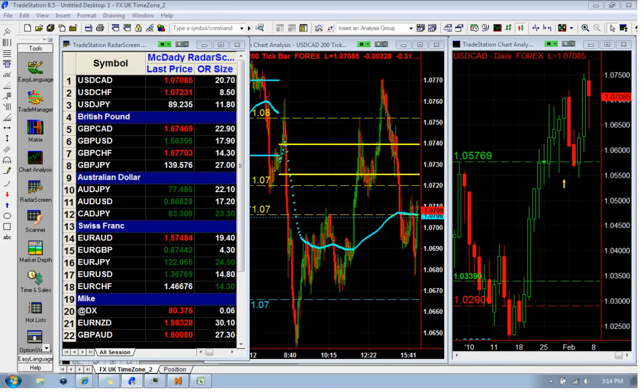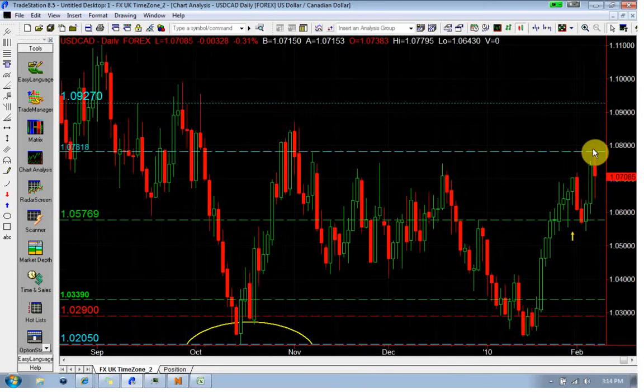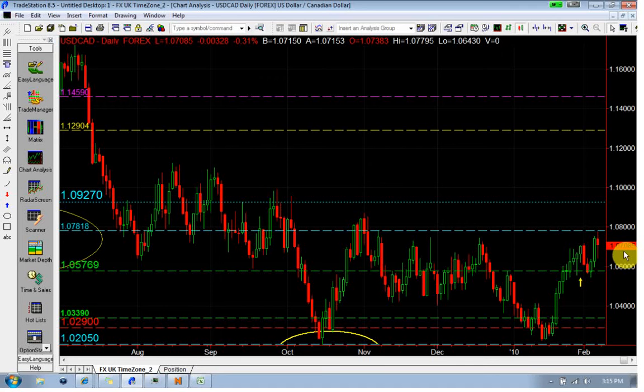As I said, this is the dollar CAD, and on Thursday we had quite a big range day. That was a typical or normal behavior after a big range day, especially if it gets to a structural point. So we're still positive on the dollar CAD, and we want to maintain the long bias.